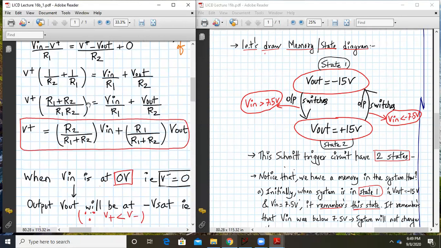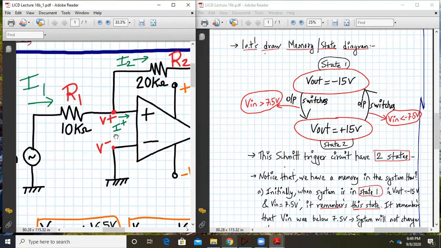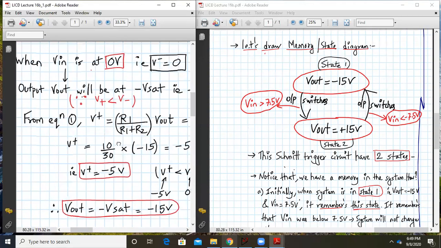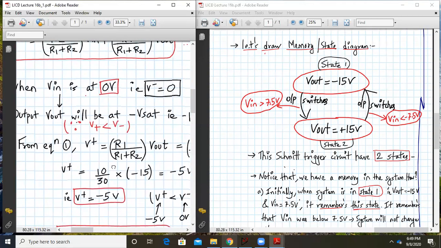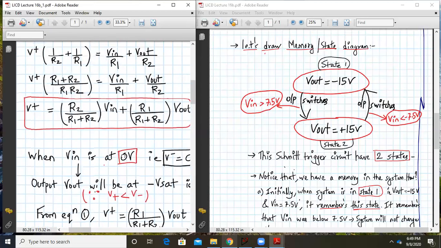Okay, so we know that if V plus and V minus approach each other very close, immediately my output state will change. Okay, so they are very close to it. V minus is 0. That means if V plus is approaching 0, immediately my output state will change, right?